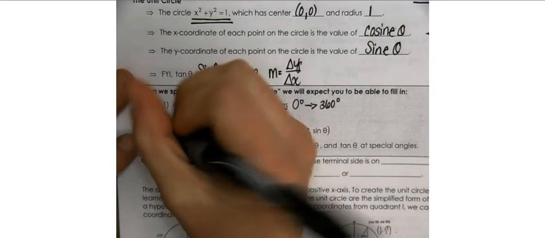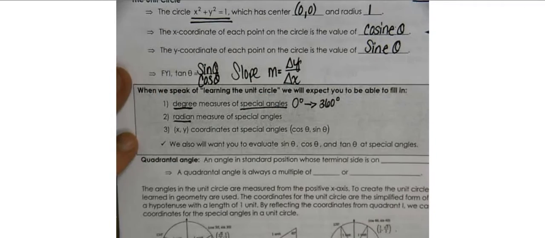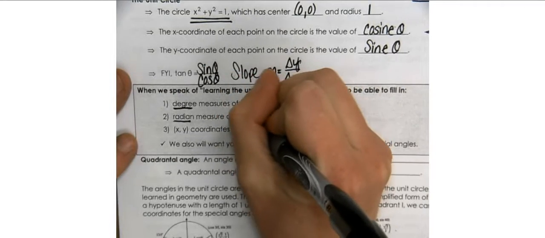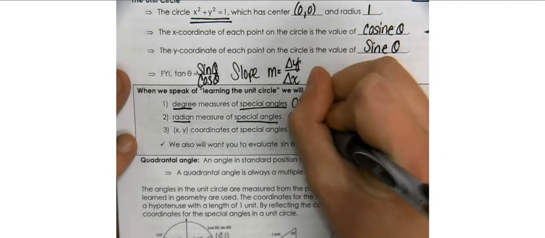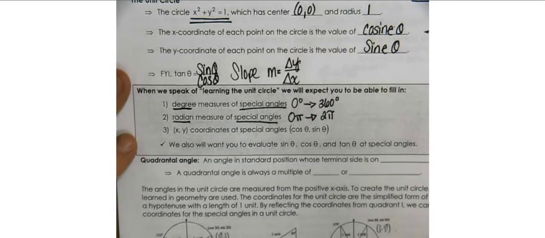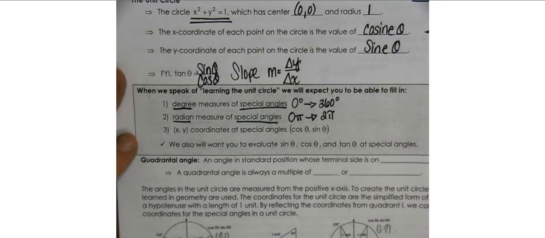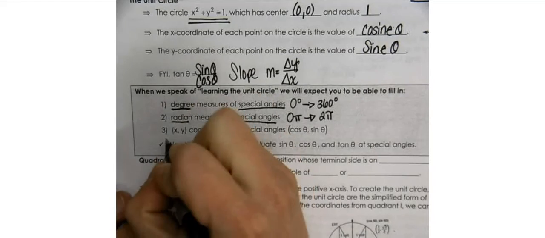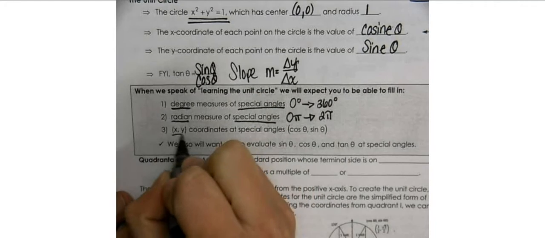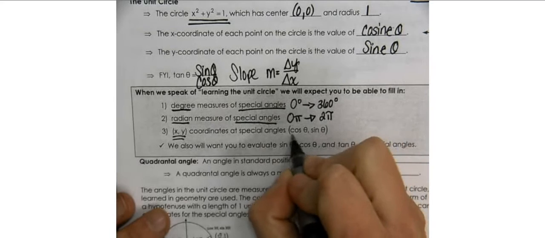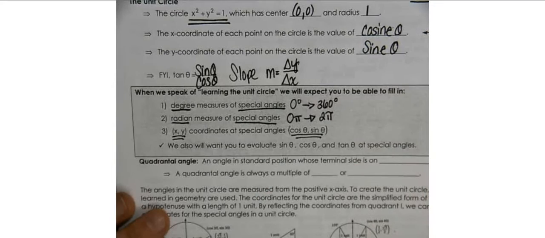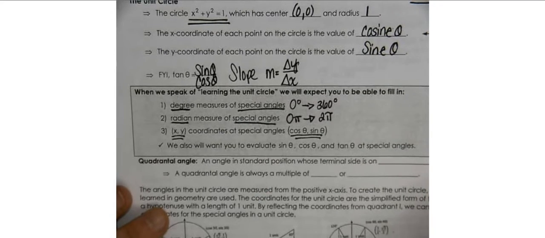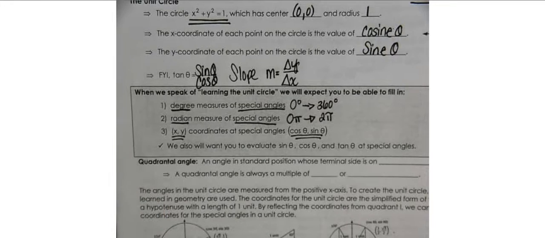We're also going to be expecting you to know your radian measures for all of your special angles. And that's going from 0 all the way to 2 pi. Being able to identify all of those values going all the way around the circle. And on top of that, the new thing that we're going to be talking about is your xy coordinates. So that's cosine of theta and sine of theta. I'm going to be looking for you to write all of those ordered pairs.